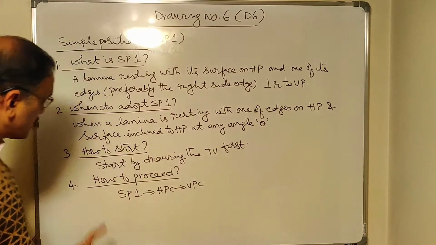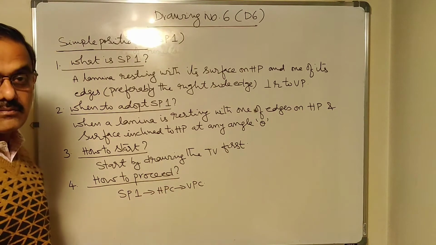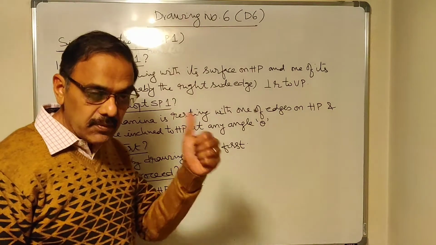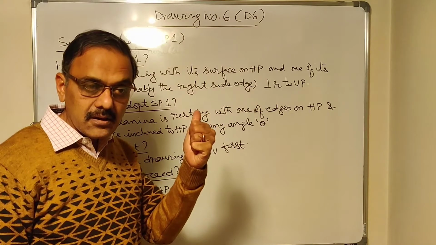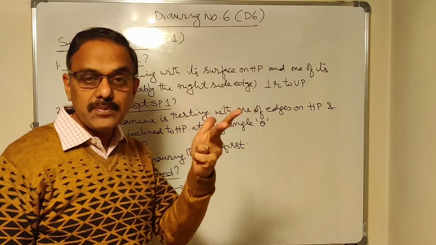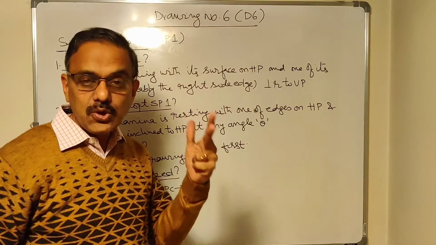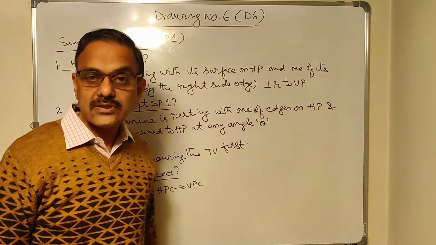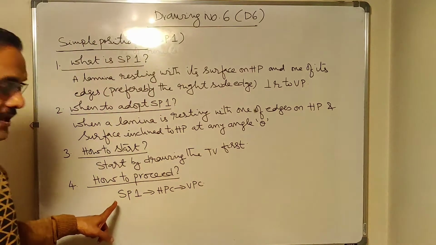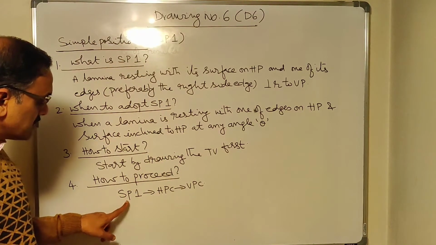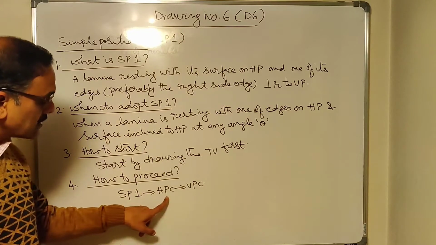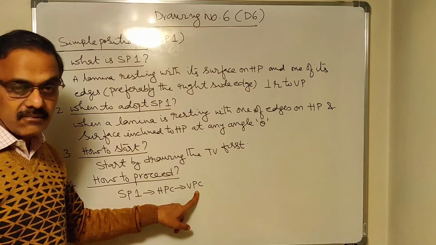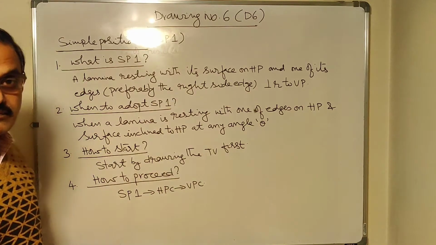Then, what is the fourth question? How do you proceed? As I already mentioned, in any problem you have to satisfy the simple position first, then the other two conditions, HPC and VPC. So when you adopt simple position 1, should you satisfy HPC first or VPC first? This is the chain: you satisfy SP1 in the first step, HPC in the second step, and the VP condition in the third step. This is the order.